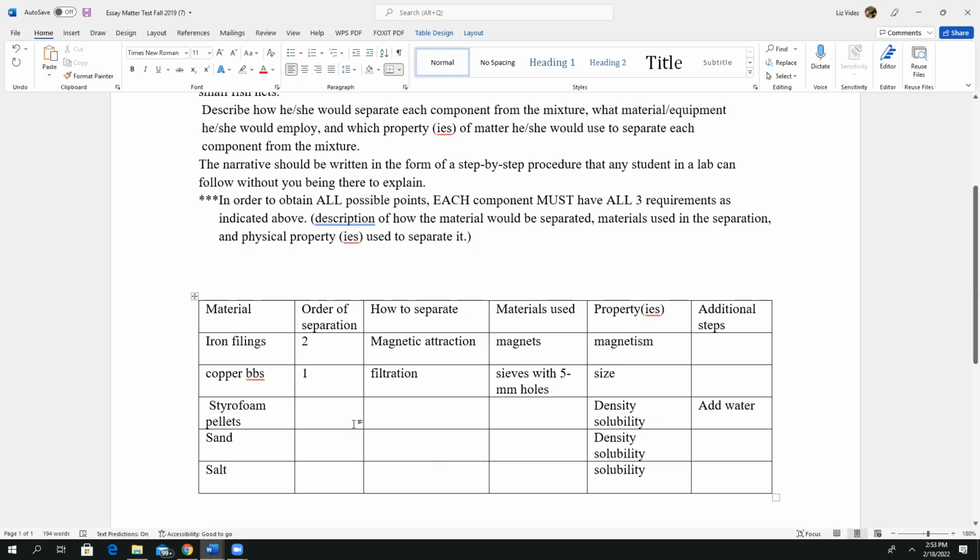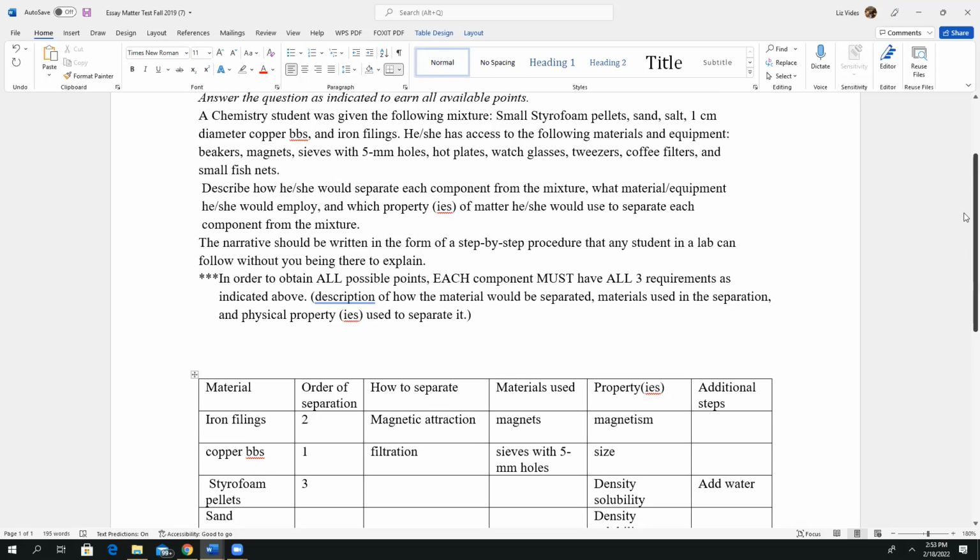Okay. All right, so how are we going to do this? We're going to add water. The styrofoam is going to float. And look what we have in our materials. We have these things called small fish nets, like what you use to transfer the fish when you're changing the aquarium water. So we're going to use those. And that's going to be known as filtration again, right? Because you are taking it. Oops. There we go. That's what I did last time too.